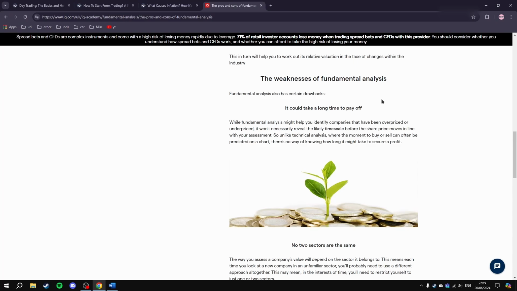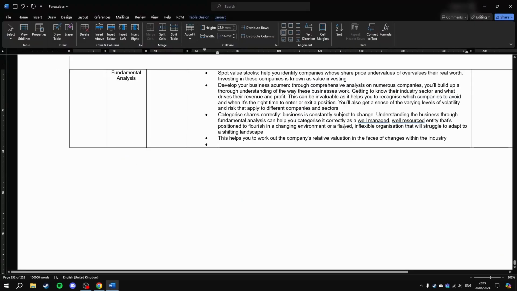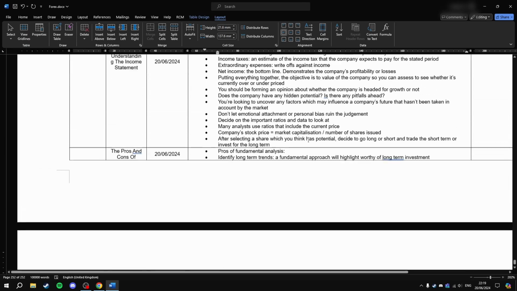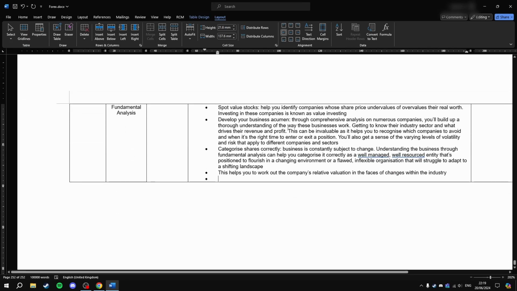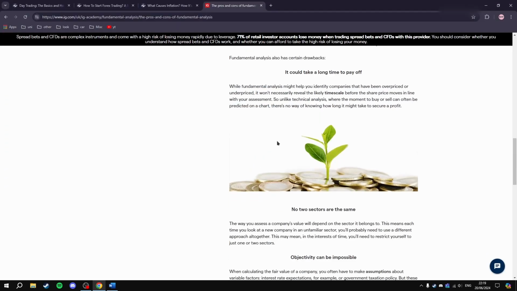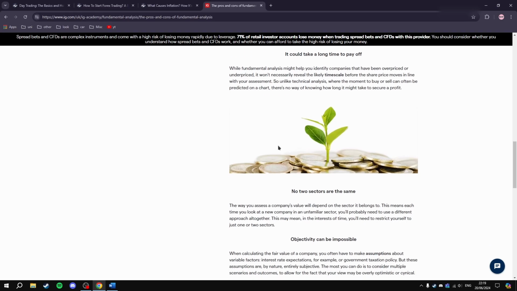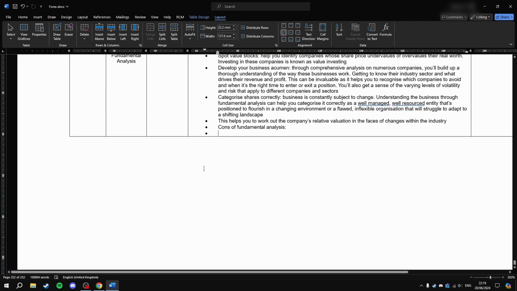The weaknesses of fundamental analysis. Fundamental analysis also has certain drawbacks. It could take a long time to pay off.